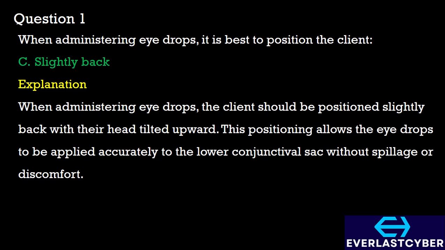Generally, the steps to take are to first of all wash hands thoroughly to maintain hygiene, then position the client comfortably with their head slightly tilted back. Gently pull down the lower eyelid to expose the conjunctival sac, and then administer the prescribed number of drops into the sac without touching the eye or eyelid with the dropper. Then you instruct the client to close their eyes gently and avoid blinking excessively to ensure proper absorption.